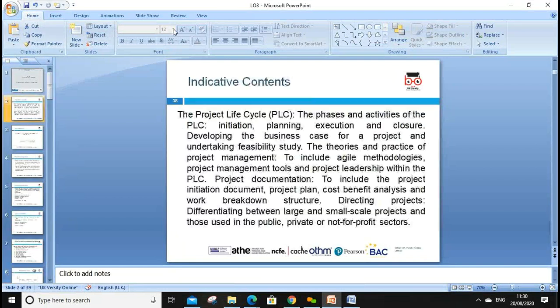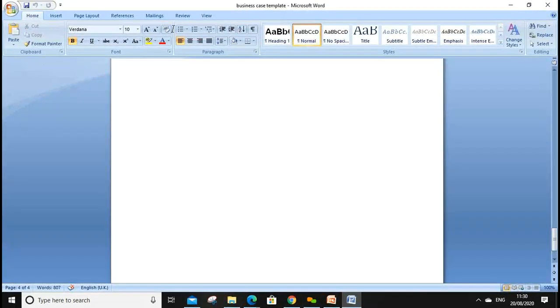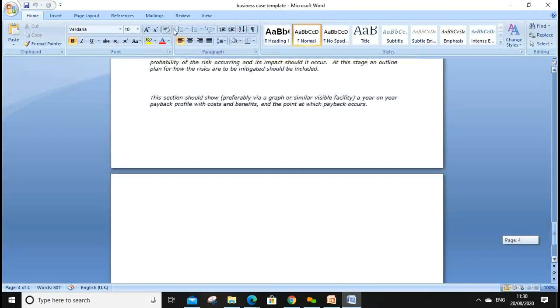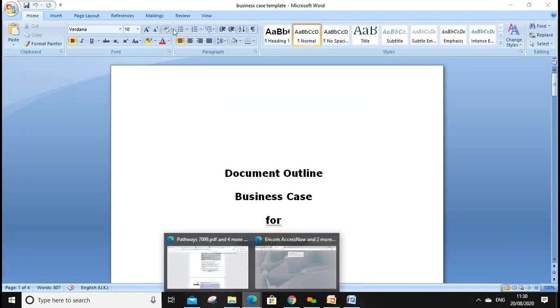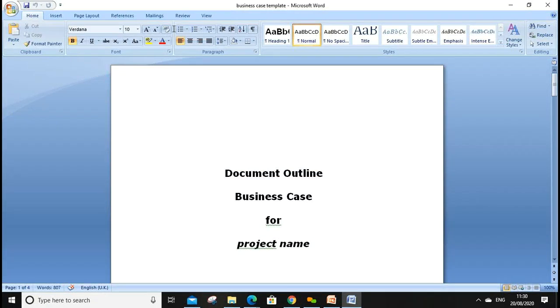Today's lesson we learned about the business case and project life cycle, and there will be a template on Moodle, so please use it. It's good to go through this template. I'll upload the Pathways 7009 and send you the slides. Those will be on Moodle, along with all the links. For the next lesson, we'll go through LO4 and then LO5, then the recaps, then the assignment brief session.